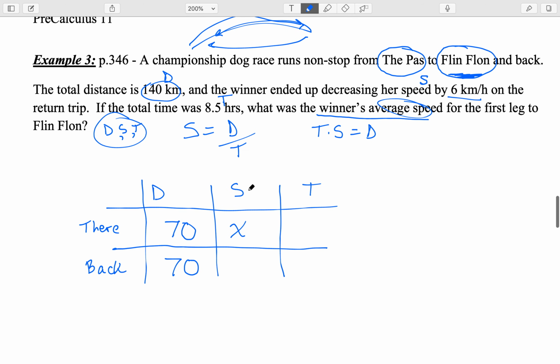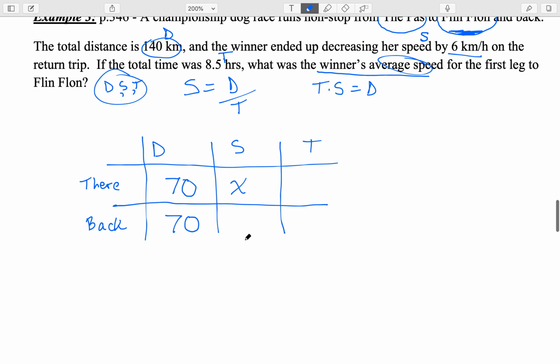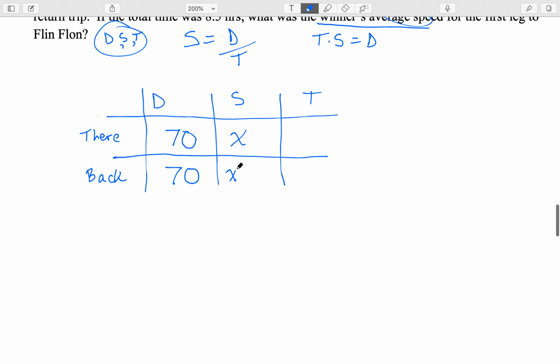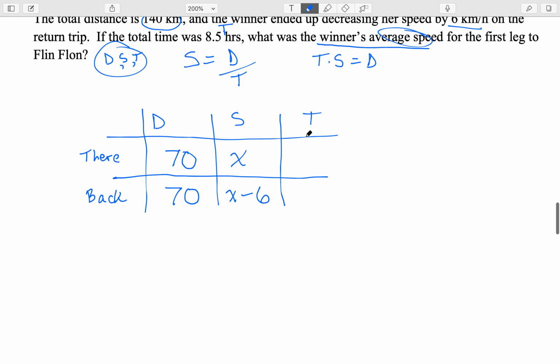Okay. What about coming back? Is this X plus 6 or X minus 6? The winner ended up decreasing her speed on the return trip. So coming back, she's going slower. It's X minus 6. Okay, there we go. What's the time? I don't know the time. Is it 8.5?